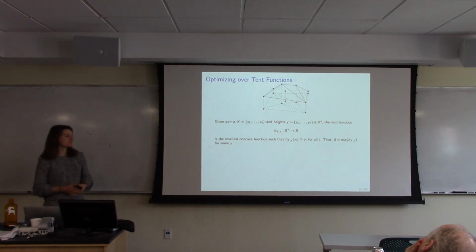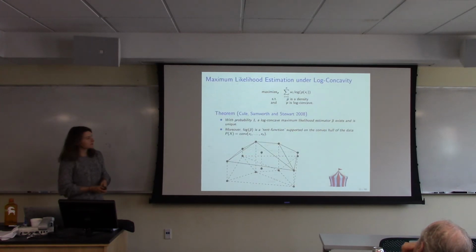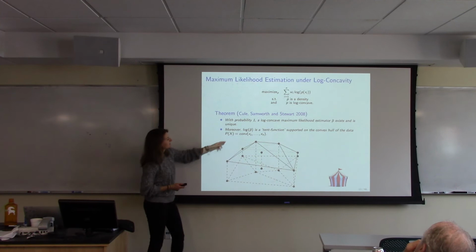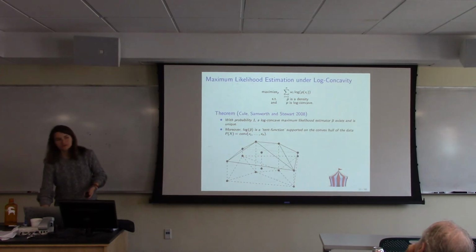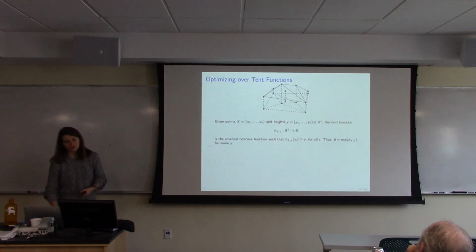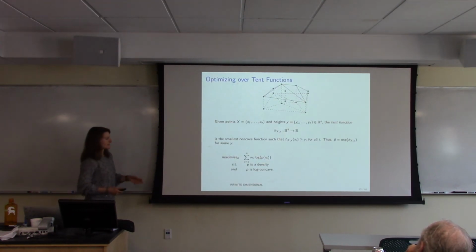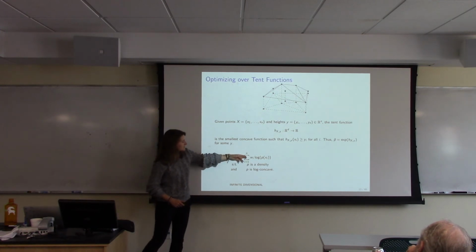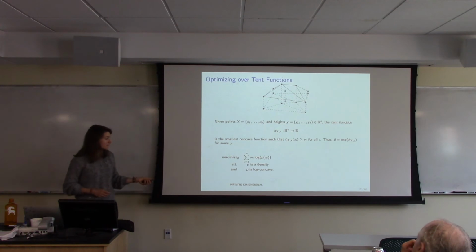And then therefore P hat is going to be exp of h_{x,y} for some y. So this is their theorem. The theorem said that for the MLE, P hat, its logarithm will be of this form. So instead of searching over all possible log-concave densities, you can just search over these. The original problem was to maximize the likelihood over P such that P is a log-concave density, and that's an infinite dimensional problem.